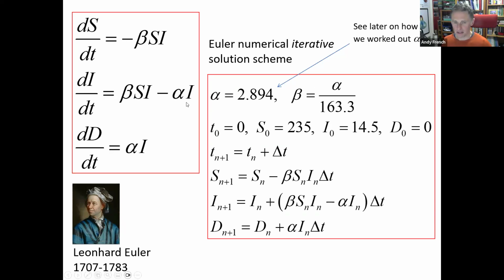The simplest thing, though, is to take a finite time step and to think about derivatives as fractions. So what I'm going to do is work out what alpha and beta are, more about that in a moment. These are the parameters that I've worked out for our EAM pestilence. These are the initial conditions that we've got from Montpesson. So 235 is our initial number of susceptibles, 14.5 is the initial number of infectives, and the dead count starts at 0 when time is 0.